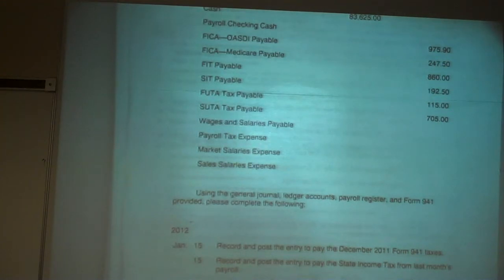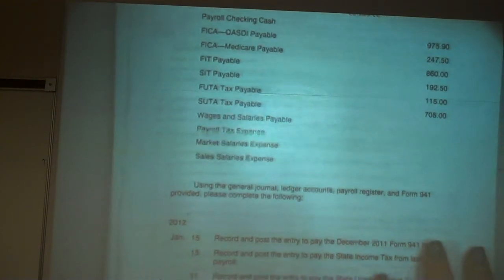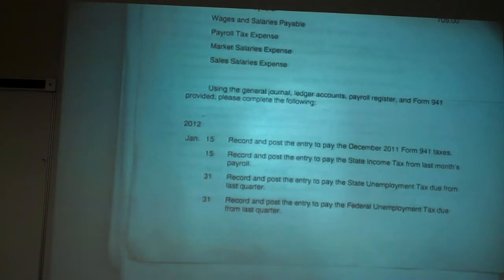Yes? No? Yes. Okay. The next step, using the general journal, ledger accounts, payroll register, and Form 941 provided, please complete the following. Our year is 2012. January 15th, record and post the entry to pay the December 2011 Form 941 taxes. Where are we going to get those numbers from?